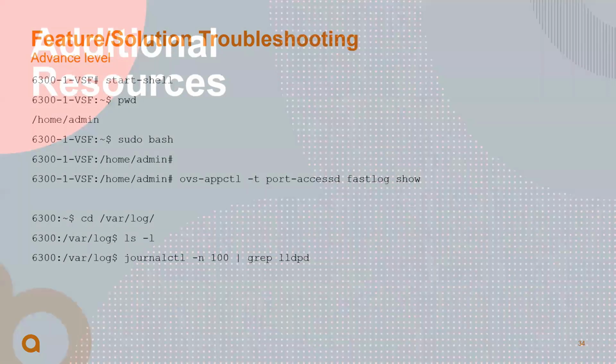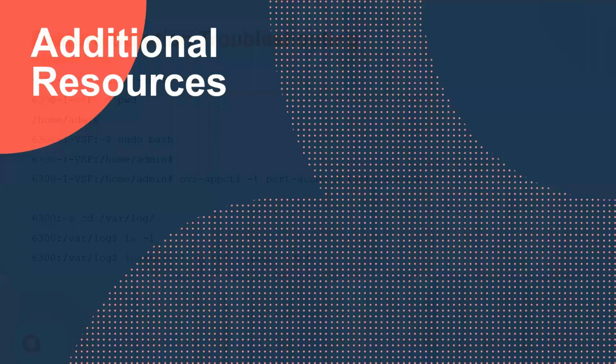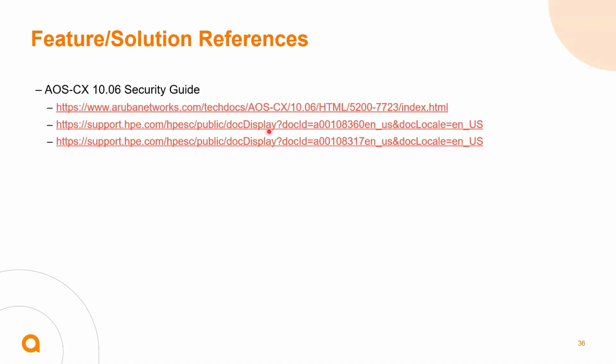Okay. With that, we have some additional resources. These are all published guides, and most of the details I spoke about until now are covered in the 10.6 security guide. You have an HTML link as well as a PDF link, as you see on the screen. The two links below are the same, so please ignore the last link. The first two links are the right ones. One is a PDF link, another one is an HTML link.